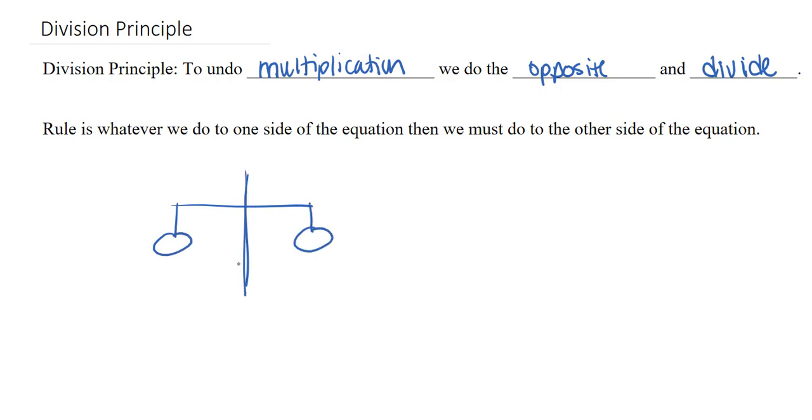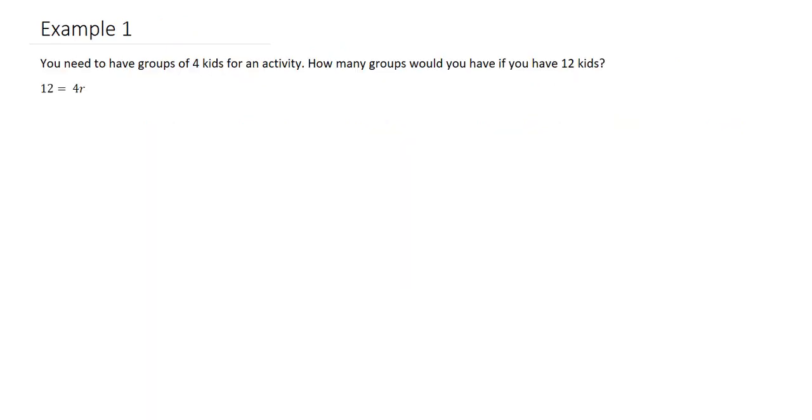So we have our scale, and there's something there. Say we want to cut this whole thing in half. If we do it to one side, then we have to do it to the other side. When we cut it in half, that means we're going to divide it by 2. That's how we can think about the division principle: we have to do it to both sides. So let's look at the first example.